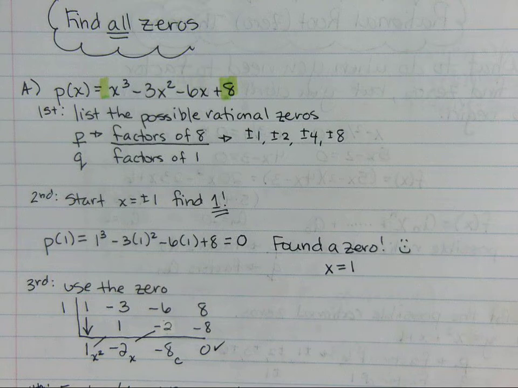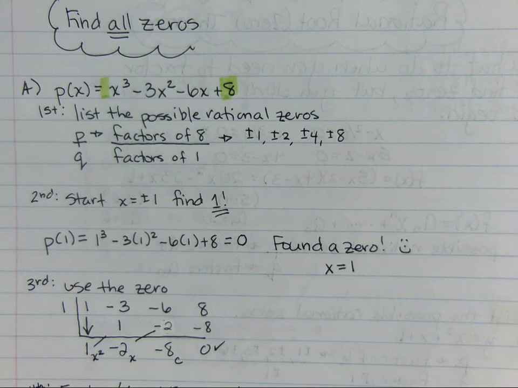Now, here's the thing: if positive 1 doesn't work, then you check negative 1. If negative 1 doesn't work, you keep going down the list. You check positive 2, then negative 2, positive 4, negative 4. You keep going down the list until you find one that works. One of them has to work. There's no other option. It has to work, so you will find one. Hopefully it's not the last one.